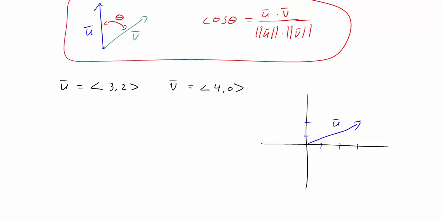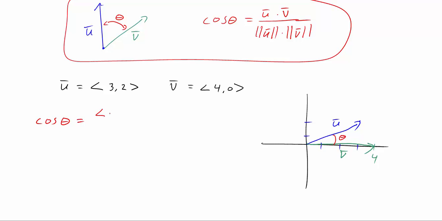And then if we're looking at v, it's simply going over 4. So 1, 2, 3 is going out to here. So that's just moving right along the x-axis. And we want to know what's going to be the angle theta here between the two vectors. So if we go to the formula, we're simply going to take the cosine of theta, and that's what we're looking for is the angle, and we need to find the dot product.